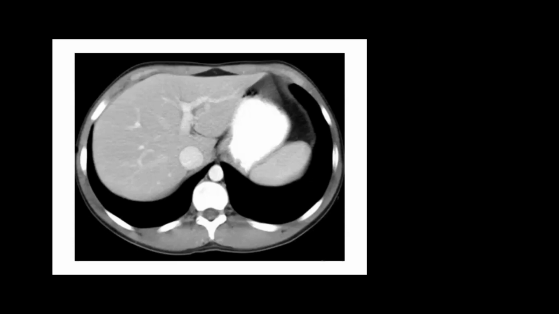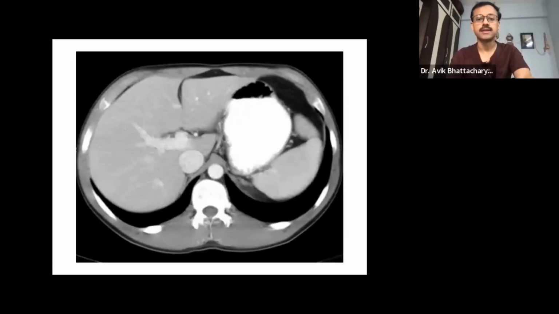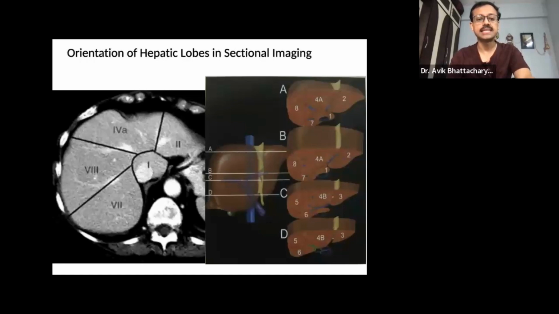We can see. All right. So basically in this particular picture, we can see the middle hepatic vein, the right hepatic vein, and the left hepatic vein. The middle one is the middle hepatic vein, on the right side is the right hepatic vein, and the left side is the left hepatic vein. And how it divides different segments of liver, as I have told you already.